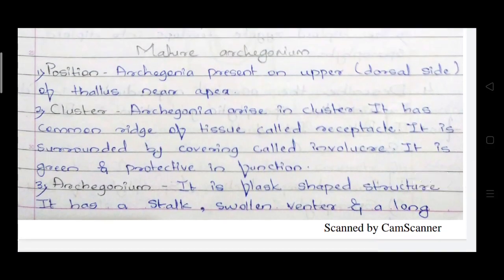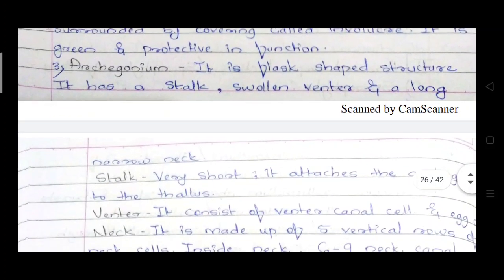So first of all, where is the position? This archegonium is present on the upper side of the thallus, at or near the apex. It has clusters of receptacles and involucres, and they protect this archegonium. This archegonium is a flask-shaped structure. They have a stalk, swollen venter and long narrow neck.